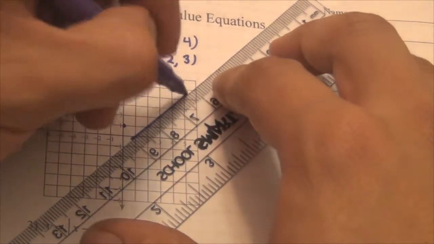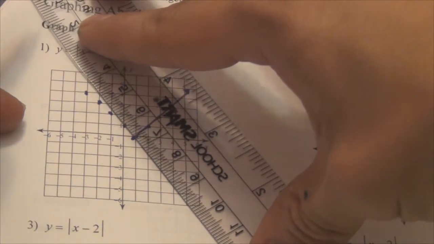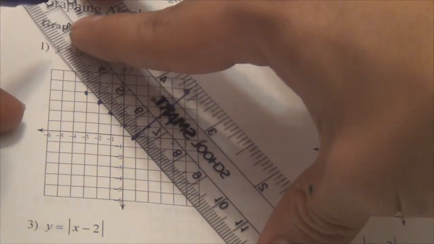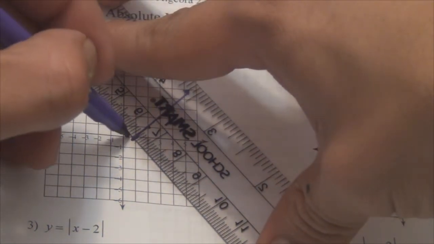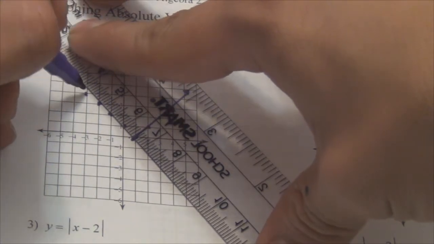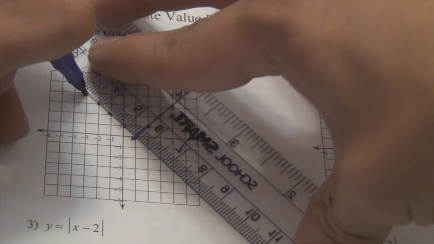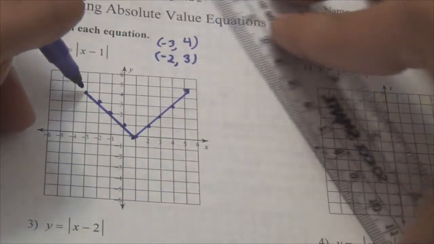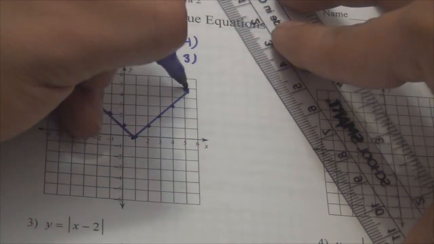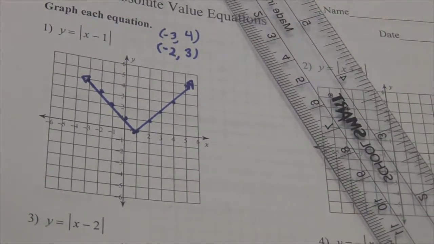So I go this way, and, man, this thing is awful. Well, the marker is thick, that's why. Oh, nice, I didn't mess up. Put the arrowheads, you label it, and that's it.